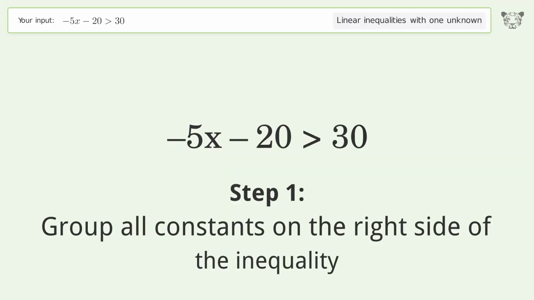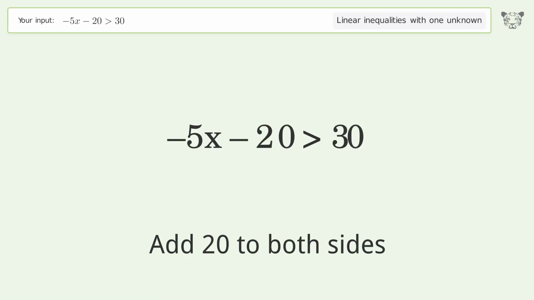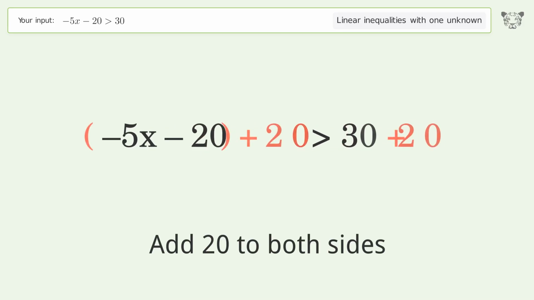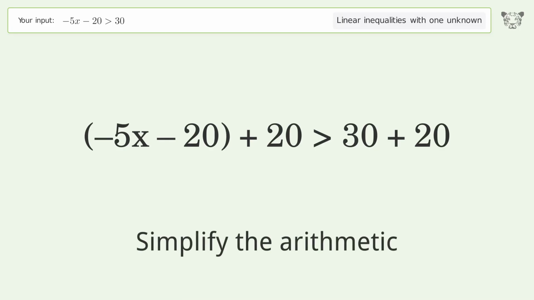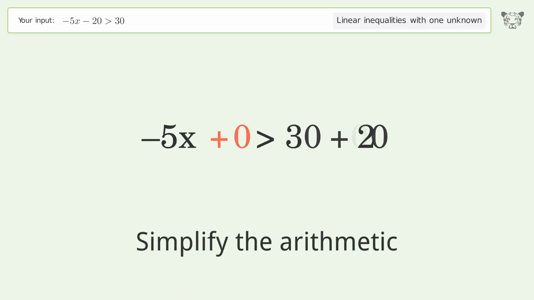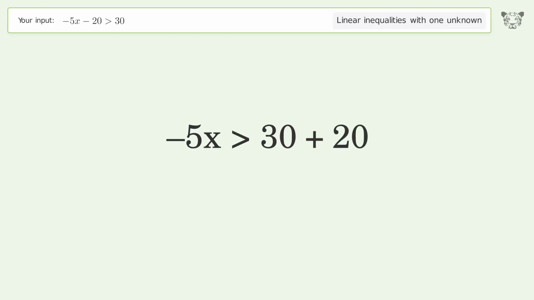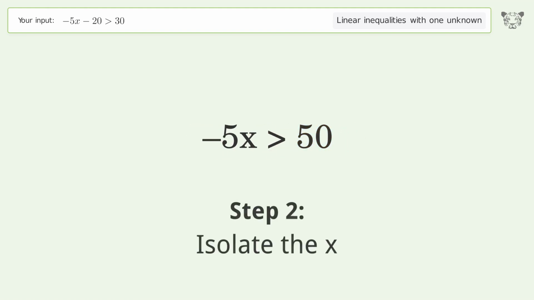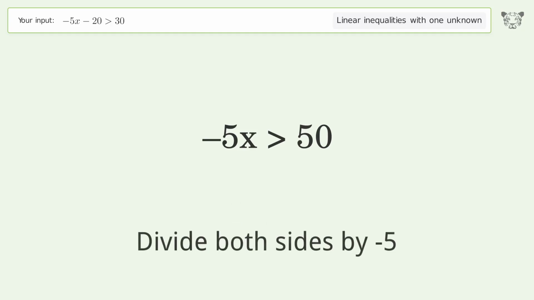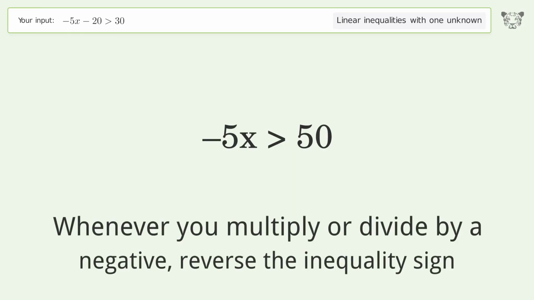Group all constants on the right side of the inequality. Add 20 to both sides. Simplify the arithmetic. Isolate the x. Divide both sides by -5. Whenever you multiply or divide by a negative, reverse the inequality sign.